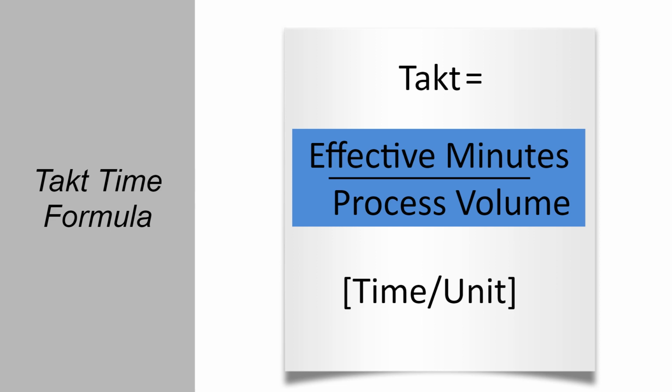The takt time calculation is very simple. The calculation is performed by taking the effective minutes for a process and dividing that value by the volume of product going through that process, which we agreed earlier to call the process volume. Effective minutes are measured in the number of working minutes per day, and the process volume is measured in units per day. The resulting unit of measure for takt is minutes per unit. Takt is measured in time, seconds or minutes or hours per unit of product. So let's take a look at some sample calculations.